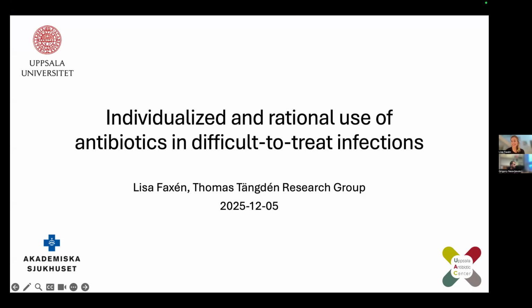My name is Lisa Faxén, as Eva just said, and I'm an infectious disease physician at the hospital here in Uppsala, and also a PhD student in Thomas Tengdel's group. The focus of my thesis is individualized and rational use of antibiotics in difficult to treat infections.